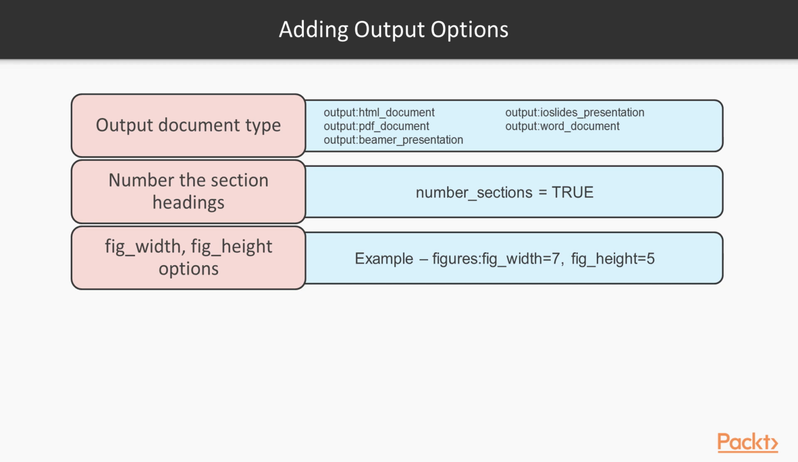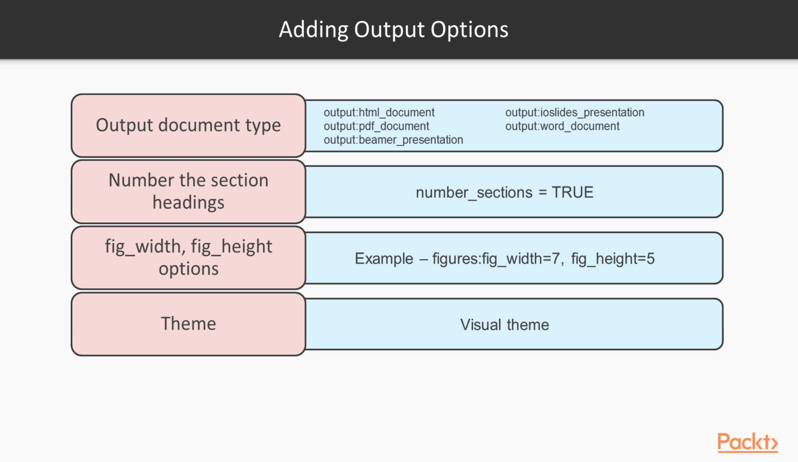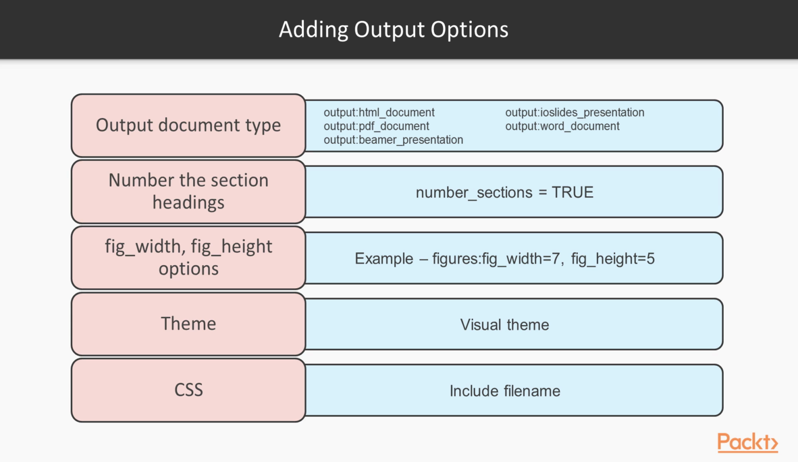The fig underscore width and fig underscore height options are the default width and height in inches. Theme is the visual theme; pass null to use custom CSS. CSS, include file name. In this video, we generated reports of our data analysis with R Markdown and knitr.